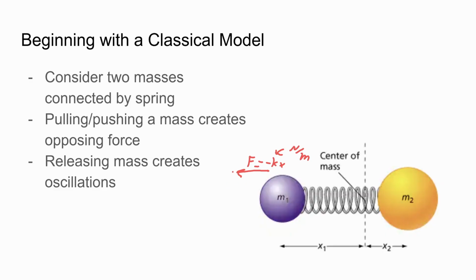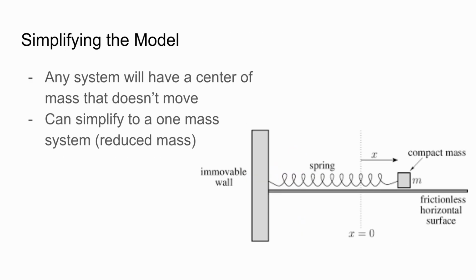So if we pull our mass outward, the force is going to be opposing that and pulling the mass inward. And if we push this inward, well, our force is going to be pulling outward. So when we release our mass, it will then oscillate back and forth until eventually it settles back into its equilibrium. Now, for any two objects, there will be a center of mass that does not move.